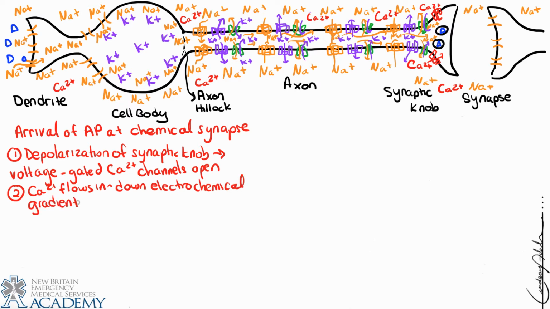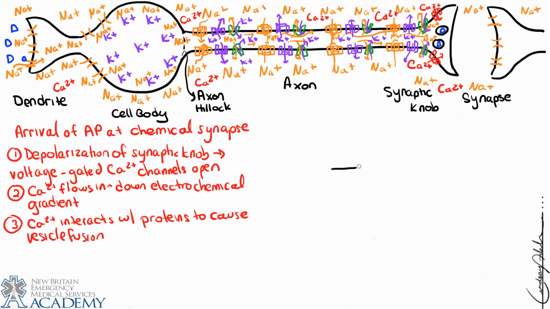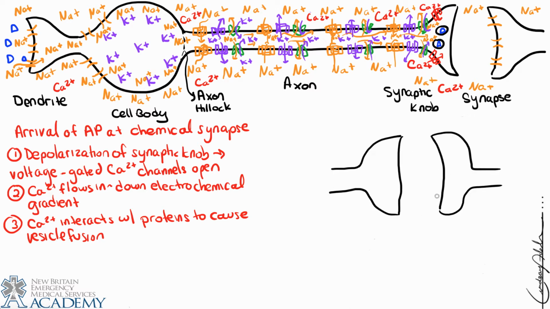So once the calcium rushes in, the calcium will interact with several proteins to cause a vesicle fusion with the presynaptic membrane. So let's redraw the synapse just a little bit bigger and take a closer look at the events that are occurring at this time. We notice that on the postsynaptic membrane, we still have our sodium ligand-gated ion channels, and they also possess receptors for the specific neurotransmitter, the blue neurotransmitter that we're showing in this picture.